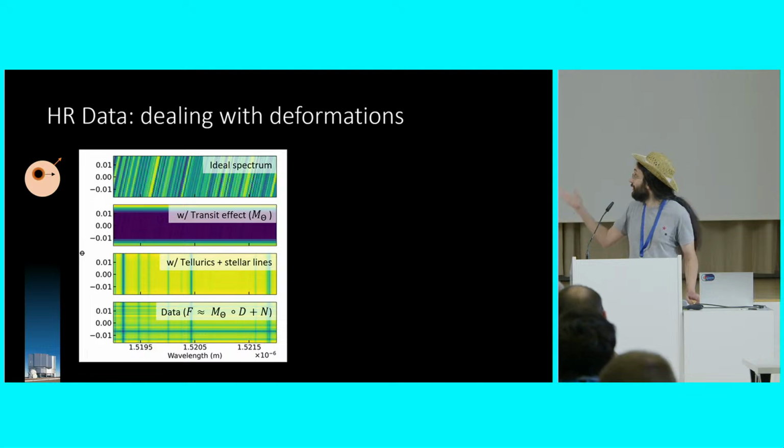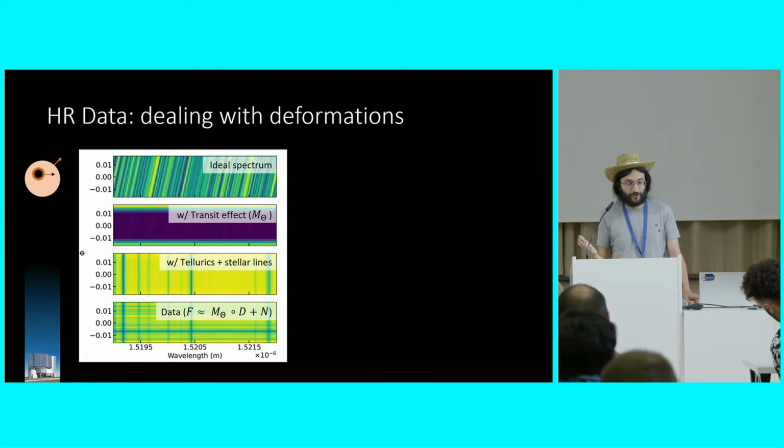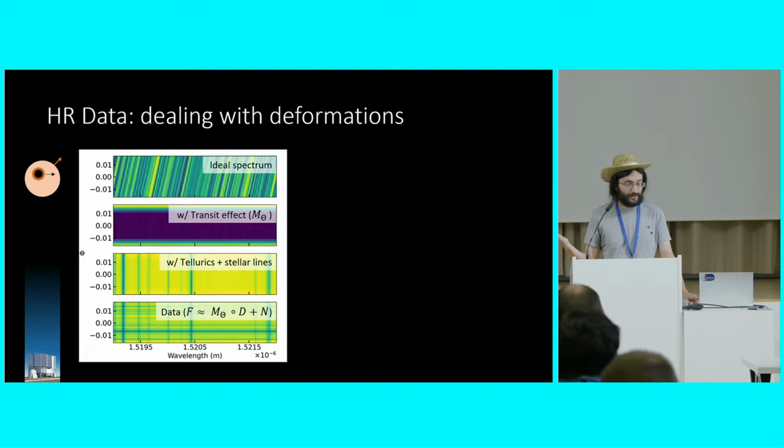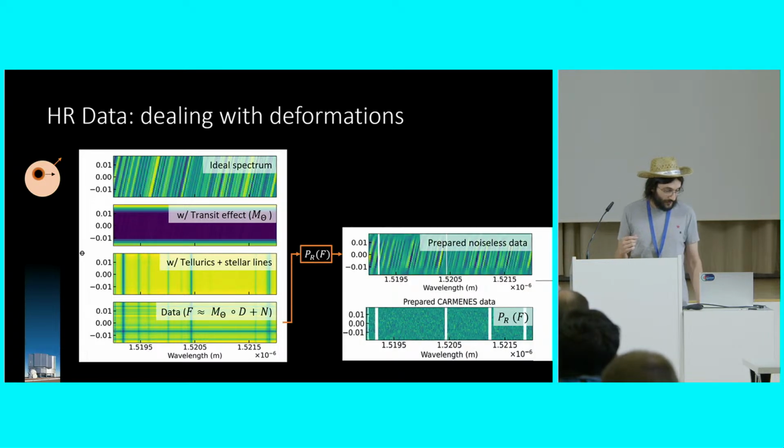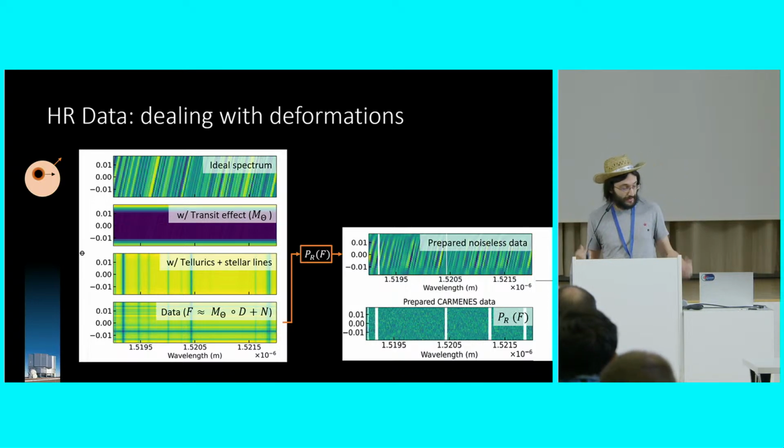In order to get rid of these three nasty things, we use something that I will call a preparing pipeline, but in other works it can be called a detrending pipeline or pre-processing pipeline. Once you do this, you effectively remove the telluric lines, stellar lines, and instrumental deformation, but at the cost of deforming the spectrum, as you can see in the figure on the right. So this is for the data.